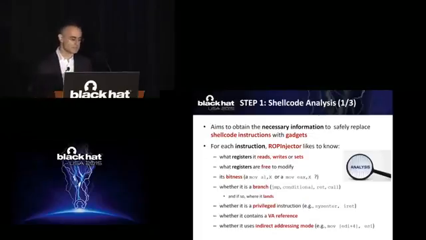Let's analyze the first step, shellcode analysis. This step aims to obtain all the necessary information in order to safely replace the shellcode instructions with gadgets. For each instruction of the shellcode, our tool needs to know what registers it reads, writes, or sets, what registers are free to modify, its bitness, whether it is a branch and, if it is a branch, where it lands, whether it is a privileged instruction, if it contains virtual addressing, and whether it uses an indirect addressing mode.